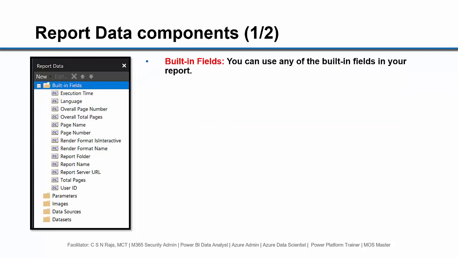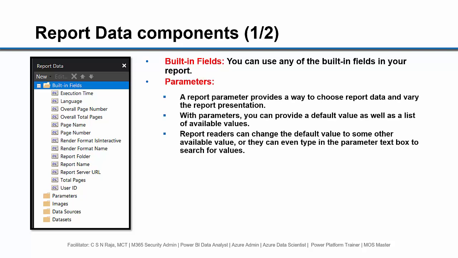When we speak about report data components, built-in fields are available such as page number, page name, report name, and so on, which can be used in your report. There is a section called parameters. A report parameter provides a way to choose report data and vary the report presentation. With parameters, you can provide a default value as well as a list of available values. Report readers can change the default value to some other available value, or they can even type in the parameter text box to search for values.